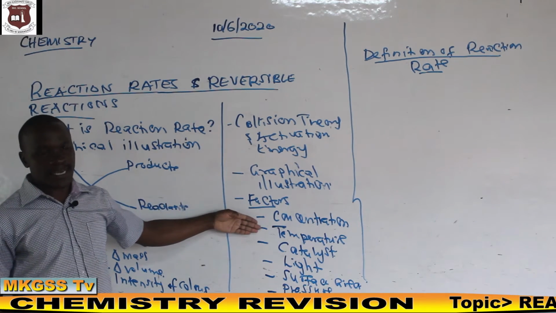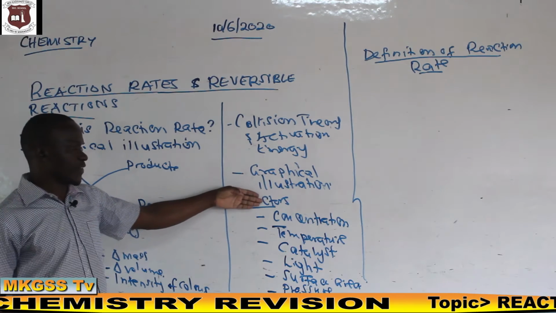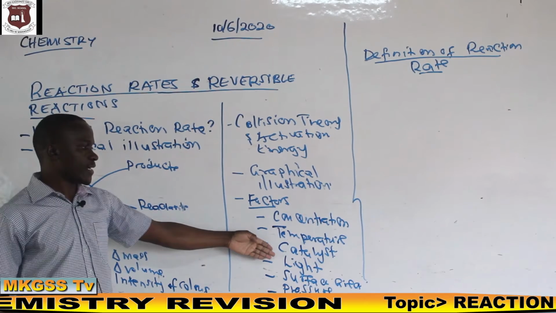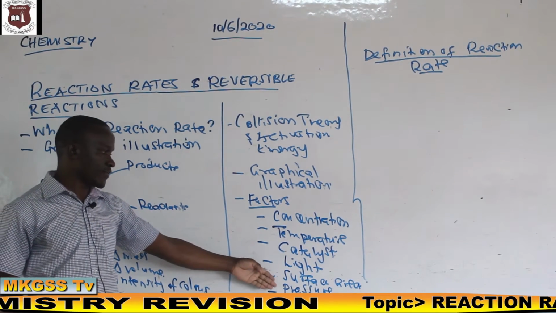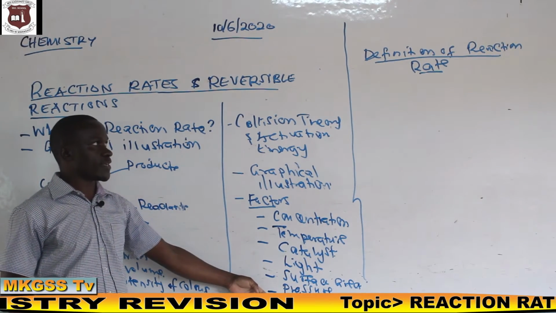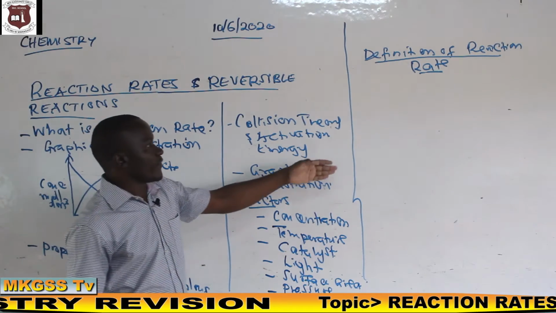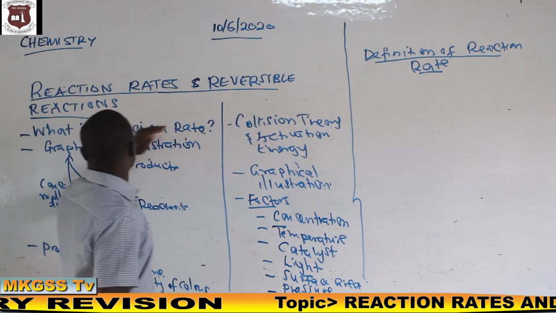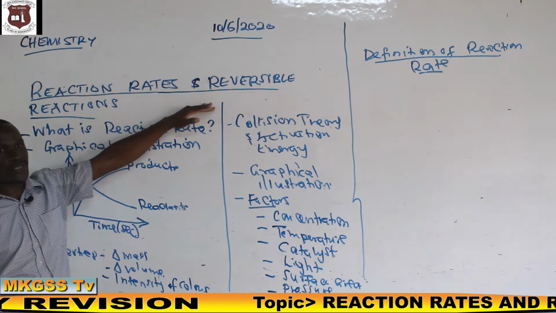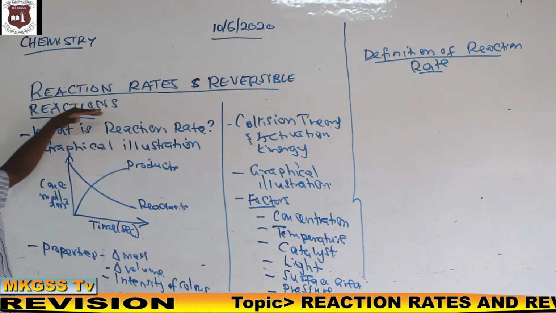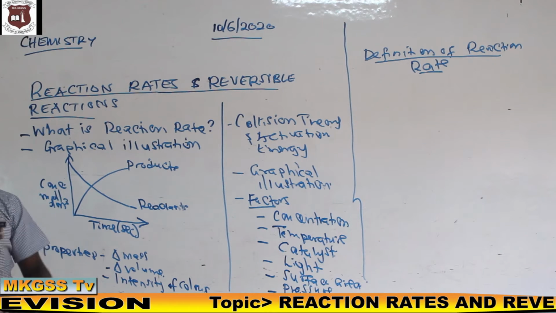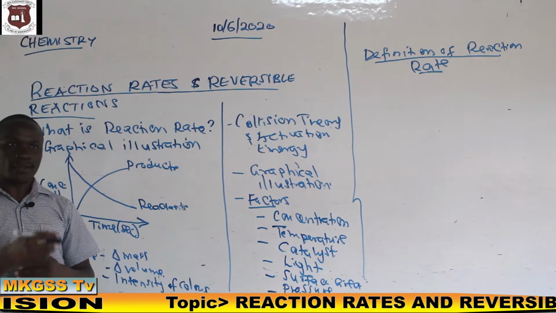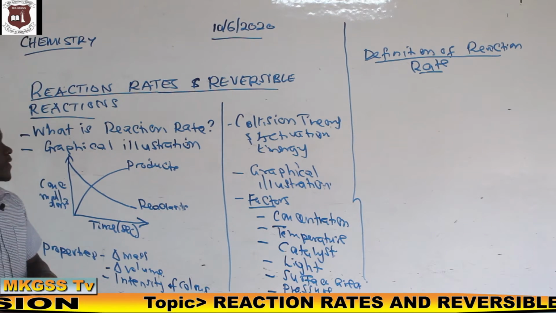Then we have factors affecting reaction rate, such as concentration of the reactants, temperature, catalyst, light, surface area, and pressure. Then we also have another section that is reversible reactions. Under reversible reactions, we look at various reactions which can be reversed. That is, forward and backward reactions can take place.